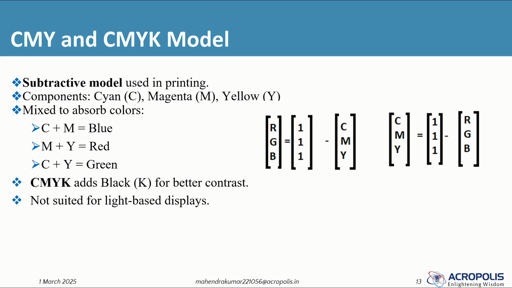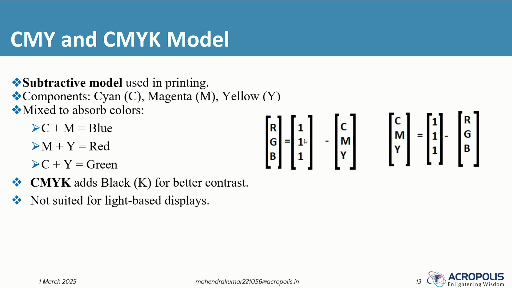When we mix them, here, cyan plus magenta, we will get blue. Magenta plus yellow, we will get red, and cyan plus yellow, we will get green. However, mixing all three doesn't give us pure black. It gave us a muddy brown-like color. So we add K, black ink in CMYK, for better contrast in printing.